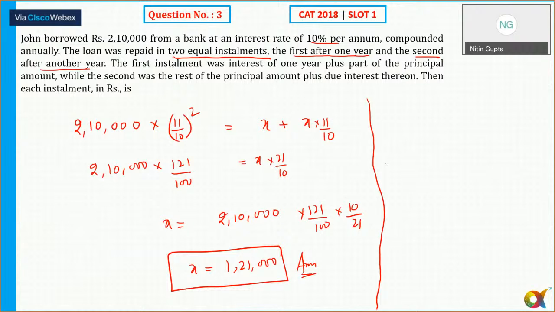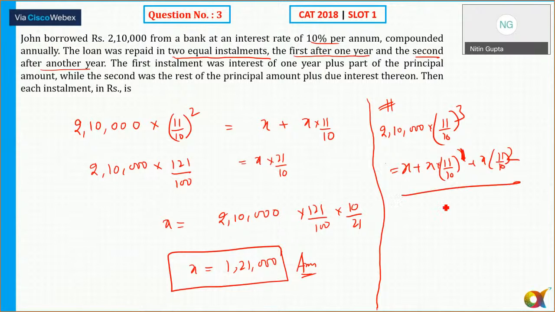Okay, if it was the case of 3 EMIs, what will be my equation? Just for the sake of revision, for a 3 installment plan, that is 21,000 into (11/10) whole cube, and that will equal X plus X into 11/10 plus X into (11/10) whole square, and so on. This is how you will set it up for 4 EMIs, 5 EMIs, 6 EMIs, and so on.